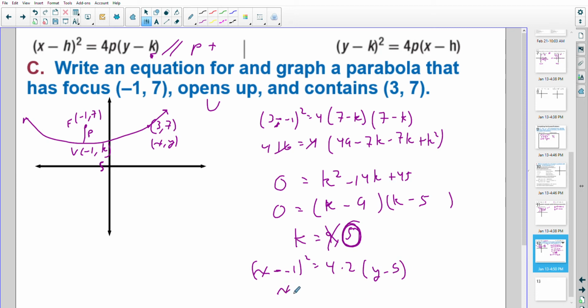So all combined, it's equal to this. Now, does that make sense? Is your vertex negative 1, 5? Yes, it is. Is your p equal to 2? Yes, it is, because the distance between 5 and 7 is 2. Is it positive? Is it opening up? Yes, it is. All looks pretty good. So at this point, that's going to be my answer.